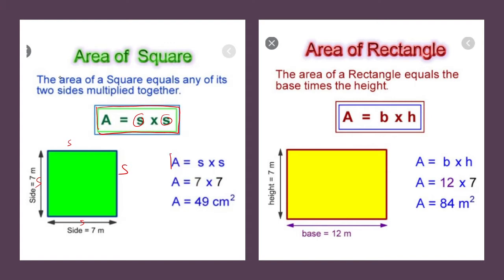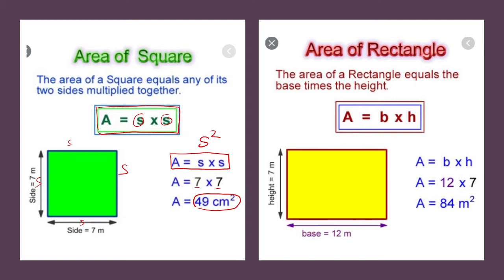So area of a square equals side times side, or sometimes they will give you S squared, which is the same as side times side. All right, in this example your area is 7 times 7, so you get 49 centimeter squared. That's your formula to find the area of a square.